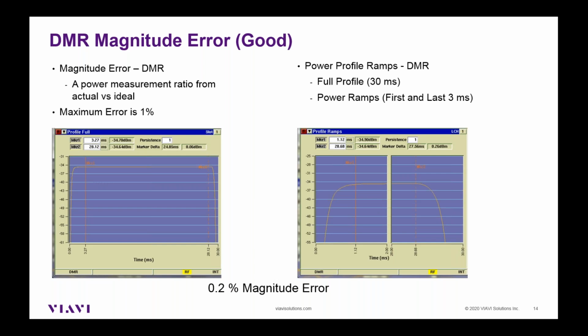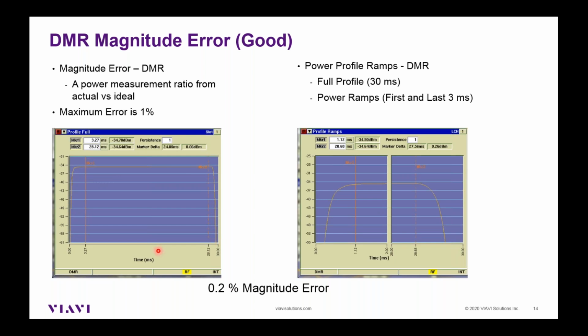So for DMR and other technologies that might use TDMA, there's measurements called magnitude error. DMR allows a maximum magnitude error of 1%. And what we're looking at here are examples of a good signal. First of all, let me get the laser pointer again. There's a power profile full. This shows an entire 30 millisecond power burst.